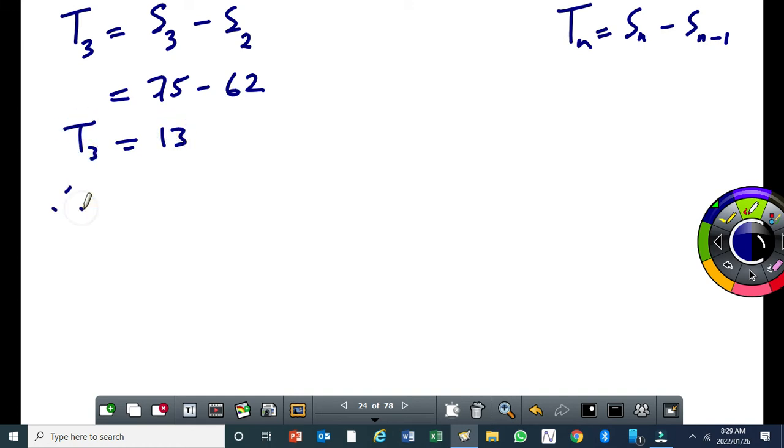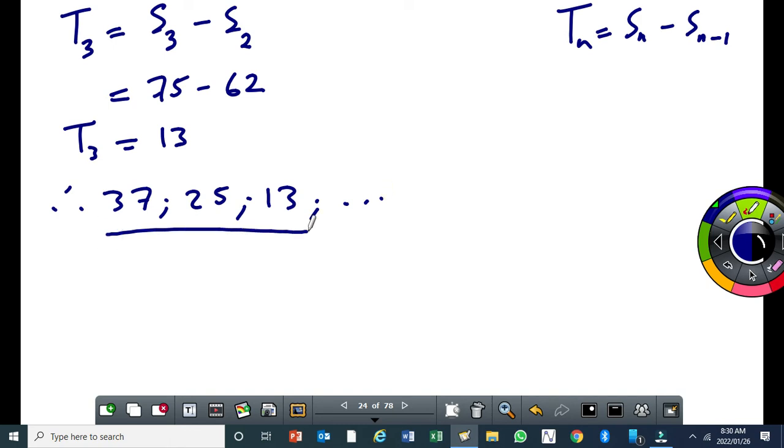Therefore, the three terms in that sequence, now we have to write them based on the order, right? So we started with 37, then we have 25, now we have what? 13. Now if you try to find a common difference here, it's gonna be a negative. Am I right? 25 minus 37, that's negative 12. 13 minus 25, that's negative 12. So these are the answers.